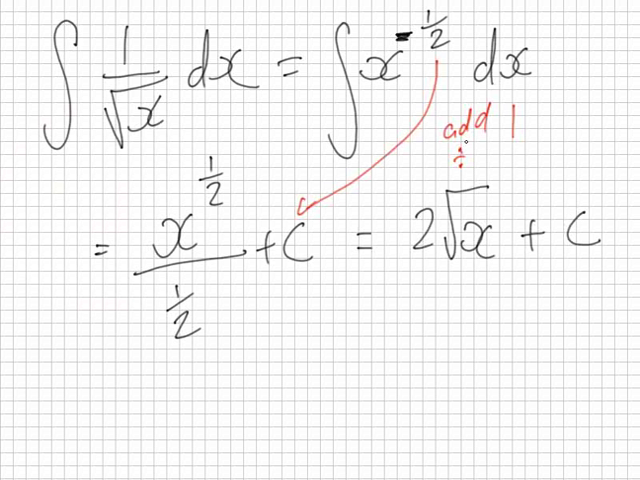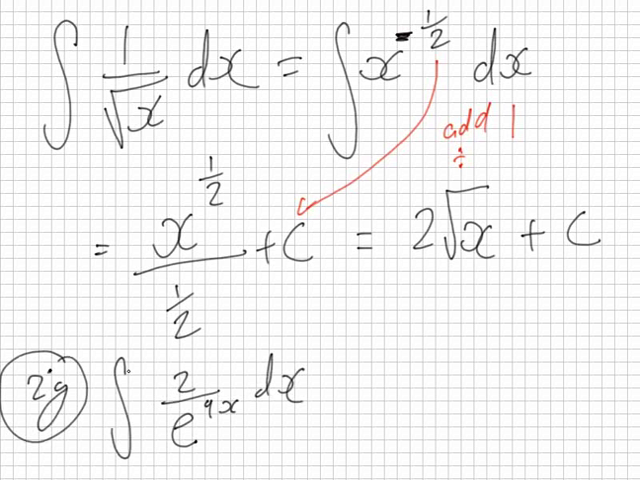How else could this be more difficult? Let's see. What's 2G? What's so difficult in 2G? 2 over e power 9x. Ah, yes, that is a good one. 2G: the integral of 2 over e power 9x dx. That equals, firstly, 2 e to the minus 9x dx.